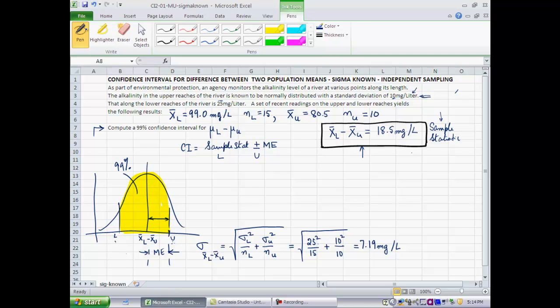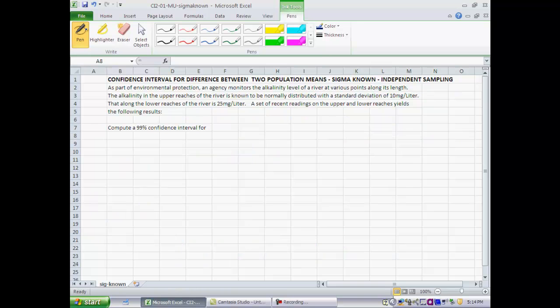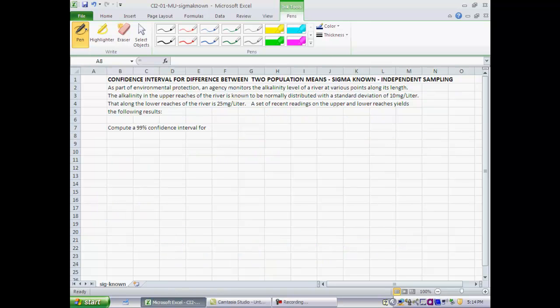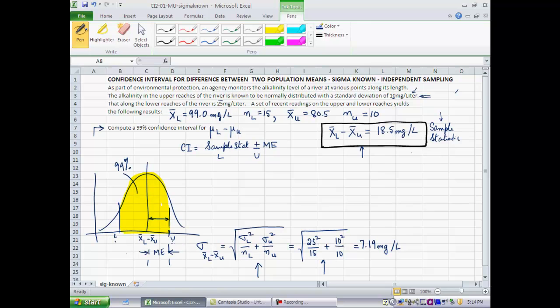And the standard deviation of the sample statistic, in other words sigma of x bar L minus x bar U, is given by this expression. You have seen exactly the same expression when we did the hypothesis testing case for this problem. If you plug in the numbers that are given to us in the narrative, 25 milligrams per liter for the lower reaches, 10 milligrams per liter for the upper reaches, you get a value of 7.19 milligrams per liter. That is the standard deviation of the sample statistic, which is x bar L minus x bar U. So we will keep this number handy.